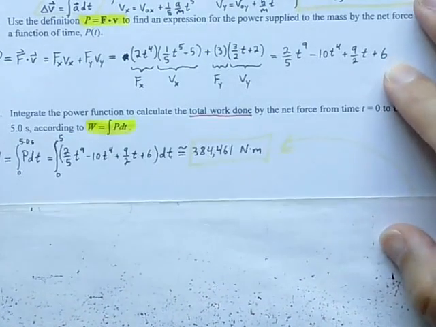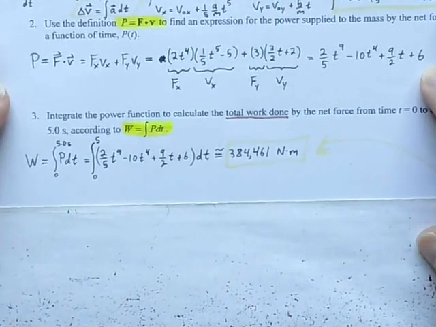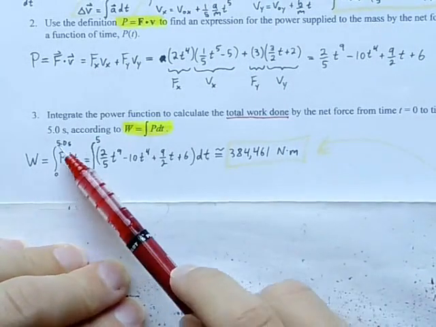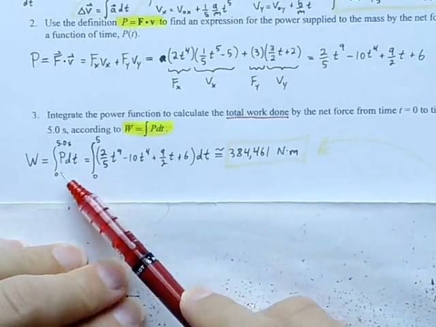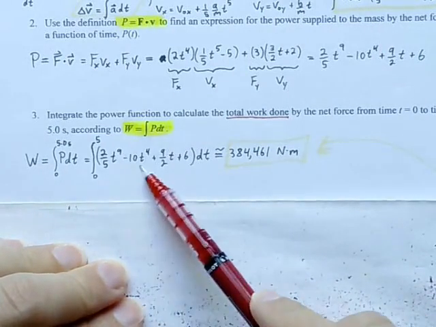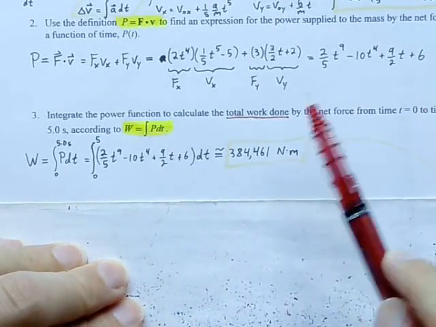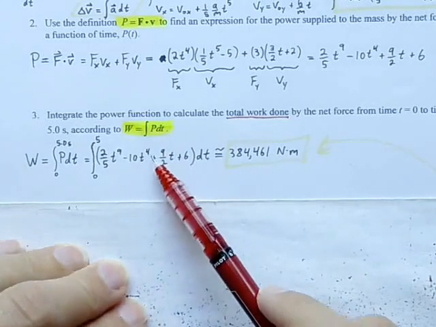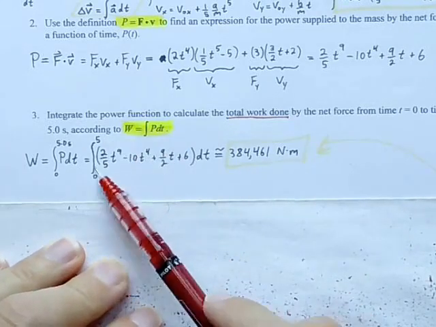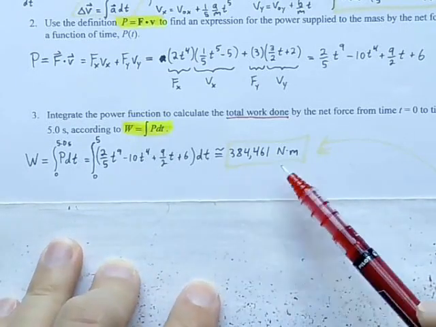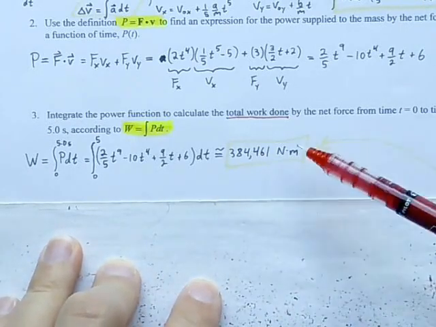Okay, here's how that should work out. The total work done is the integral of the power with respect to time. As time goes from 0 to 5 seconds, plug in your function of time for the power, which came from here, and then just find the antiderivative of this polynomial and evaluate at t equals 5 and at t equals 0. The numerical result comes out to be about this value. I haven't rounded anything off here.